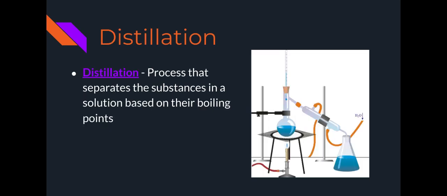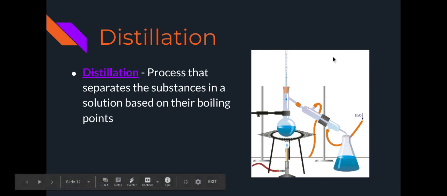Distillation is another way to separate substances. Distillation is a process that separates substances based on their boiling point. An example that I had in one of the attendance questions asked you, how would you separate fresh water and salt water? Fresh water and salt water have different boiling points, so distillation is a way to separate those 2 different substances. In the picture here, we have an apparatus that you will use for distillation purposes.